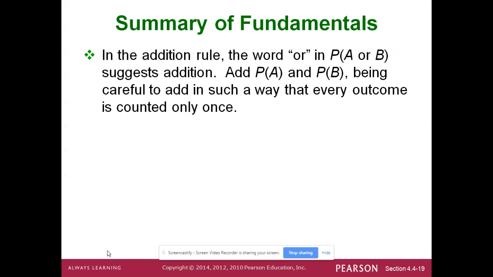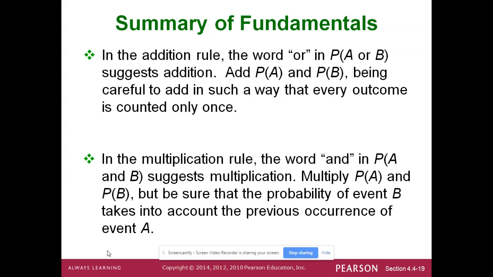Addition rule for OR problems is addition. Probability of A, probability of B. Careful not to count the overlaps. You got to subtract away the ones that fit both situations. Make sure of that.